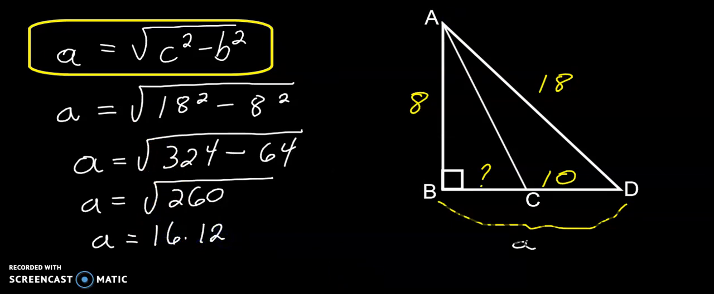Now we just found this whole thing here. We found BD, so this whole thing is 16.12. But this side's 10. So what is the measure of segment BC? Actually, we're finding this too. Let's find that side too. Segment BC is 16.12 minus 10.